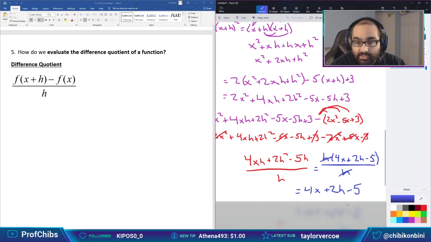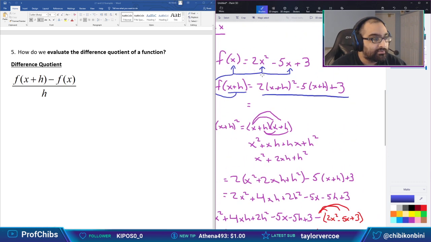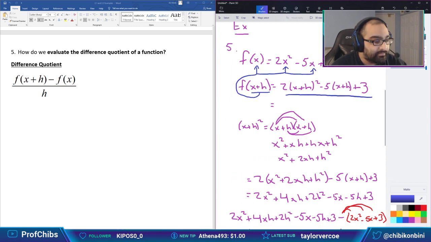Where did I get the 2x squared minus 5x plus 3? That's the original function that we defined right from the beginning. I just kind of made it up.